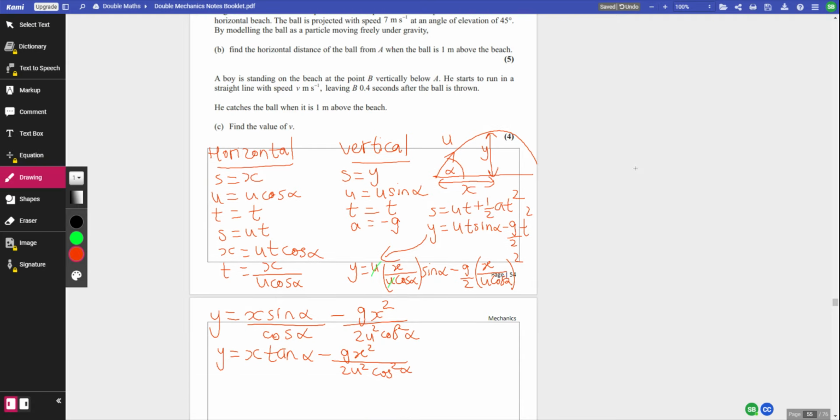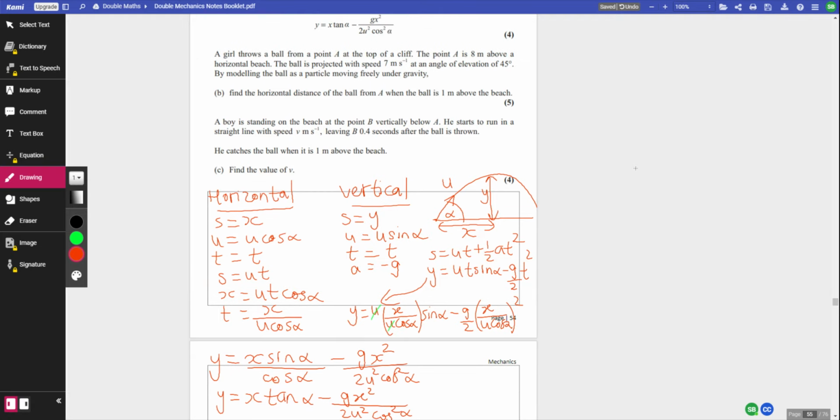Part B talks about a girl who throws a ball from a point A at the top of a cliff. The point A is 8 meters above a horizontal beach. The ball is projected with a speed of 7 meters per second at an angle of elevation of 45 degrees. And then by modeling the ball as a particle moving freely under gravity, find the horizontal distance of the ball from A when the ball is 1 meter above the beach.